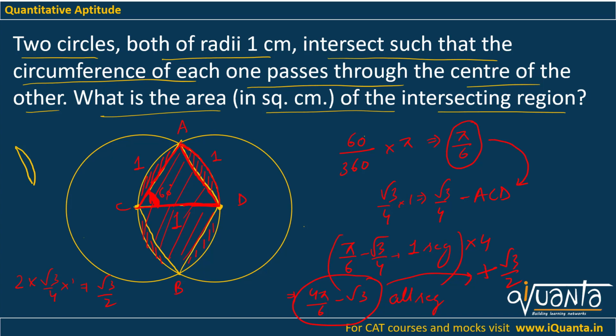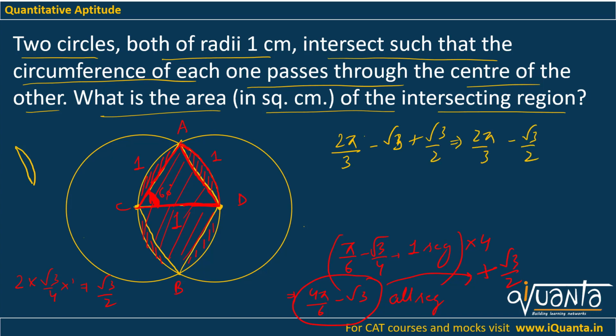So if I write down the final area, it will be equal to 4 pi by 6, that means we can write it as 2 pi by 3, minus root 3 and plus root 3 by 2, right? So this will give me 2 pi by 3, if I take the LCM, minus root 3 by 2. This will be the answer.